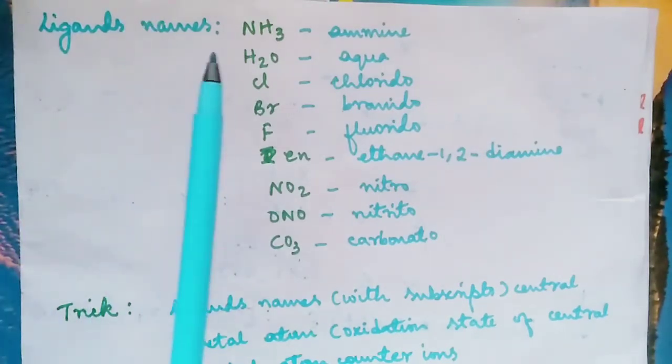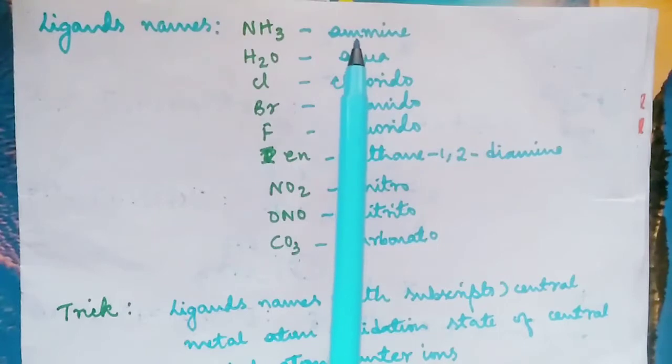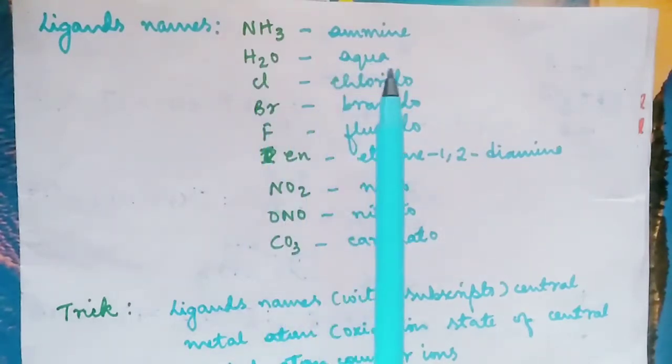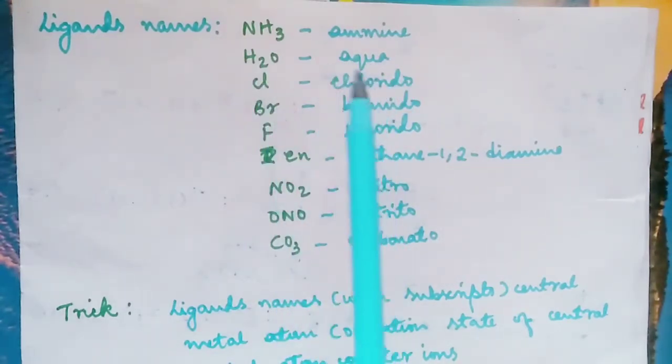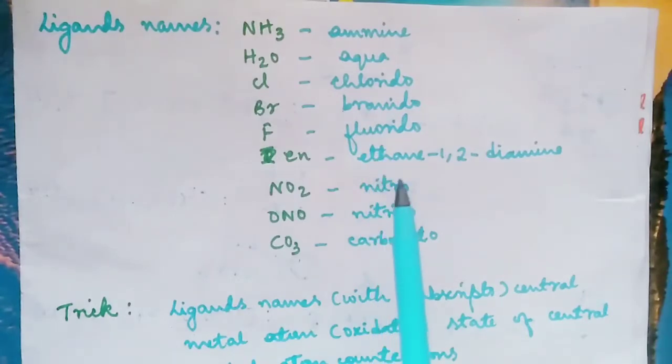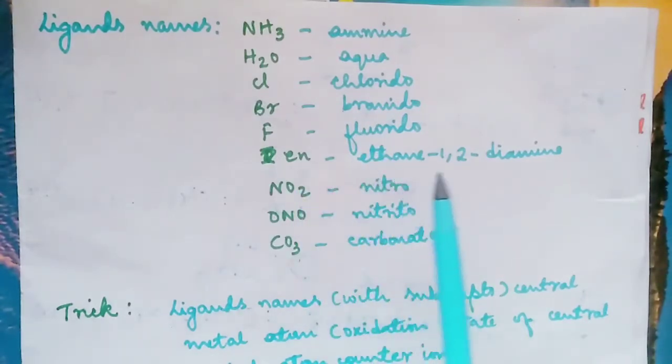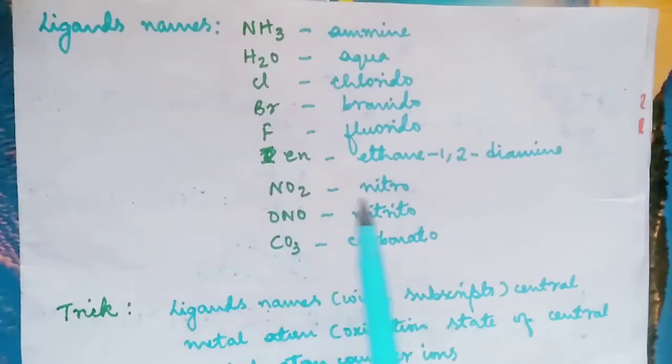The ligand names. For NH3, it is amine. H2O, it is aqua. And then chlorido, bromido, fluorido, en, ethane-1,2-diamine, NO2, nitro, ONO, nitrito. And for this one, it is carbonato, from the word carbonate.